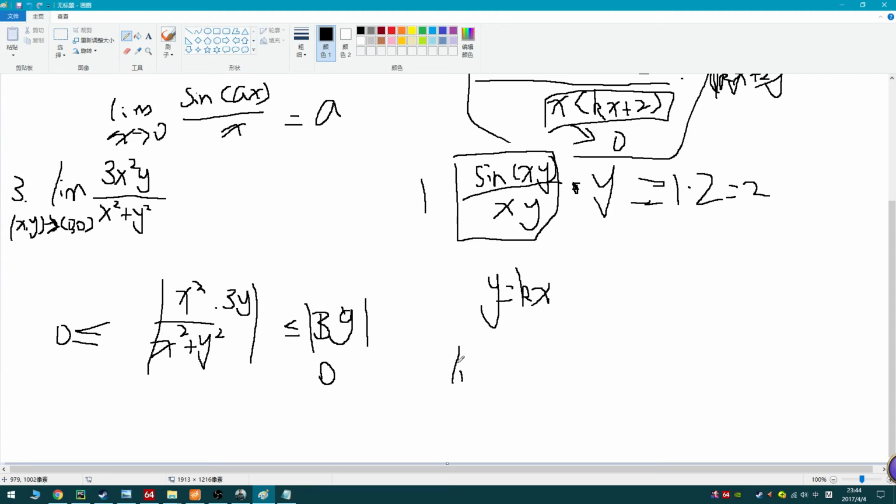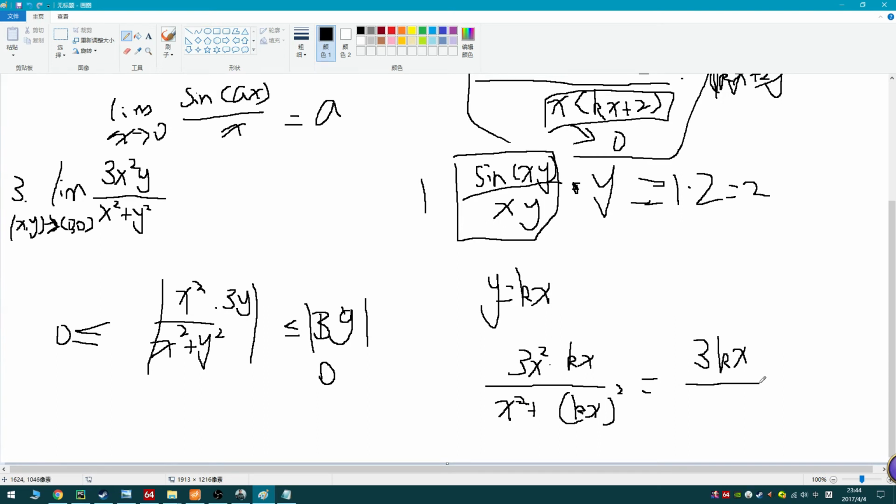So we have the limit of, okay, I'm not going to write the limit anymore, I've said that. It will be 3x squared times kx divided by x squared plus kx squared. We can factor x squared out, so we can cancel the x squared. So it's the same thing as 3kx divided by 1 plus k squared. Fair enough? So with x approaching 0, the whole thing gives you 0 because the numerator will give you 0.